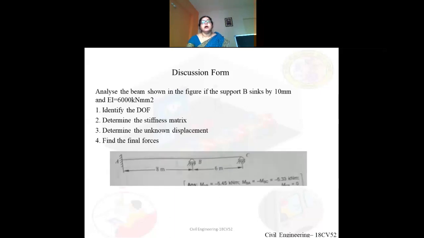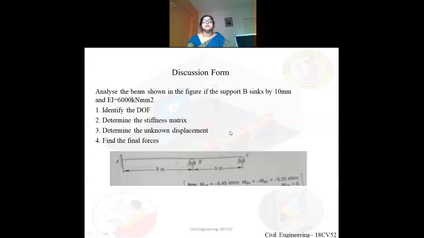Okay. So now this is an assignment question. What do you have to do? Analyze the beam shown in the figure if the support B sinks by 10 mm. Take EI value as 6000 kilonewton meter square. Identify the degrees of freedom. Obviously, the degrees of freedom are theta B and theta C. Determine the stiffness matrix, determine the unknown displacements and find out the final forces.